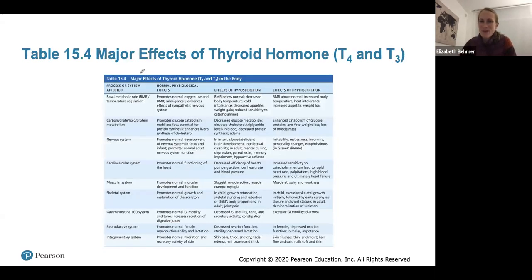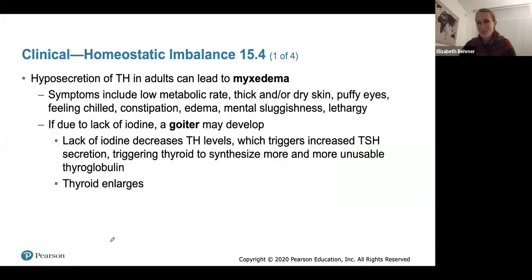So this is the major effects of thyroid hormone. You don't need to know all of them. The biggest one you need to know is that the thyroid hormones are basically controlling all metabolic functions. So carbohydrate, lipid, and protein metabolism. So the ability of breaking down your foodstuffs and turning it into energy. But it also has an effect on the nervous system, cardiovascular system, muscular, skeletal, GI tract, reproductive system, and integumentary system. So if you have problems or imbalances with the thyroid hormone, it can really mess up all of your body's systems.